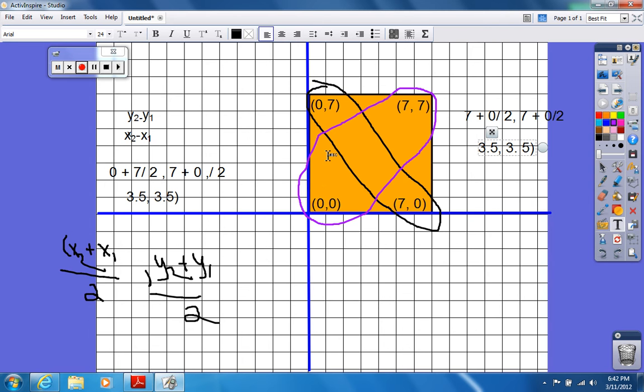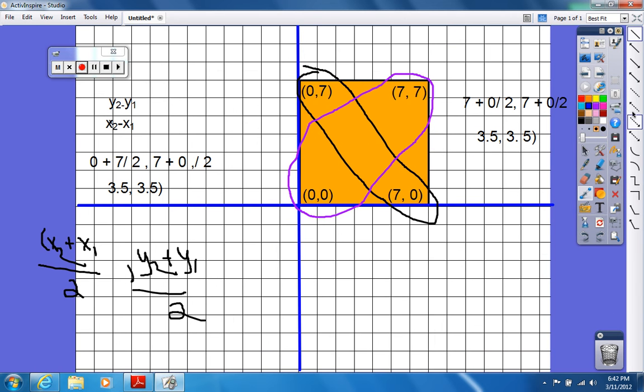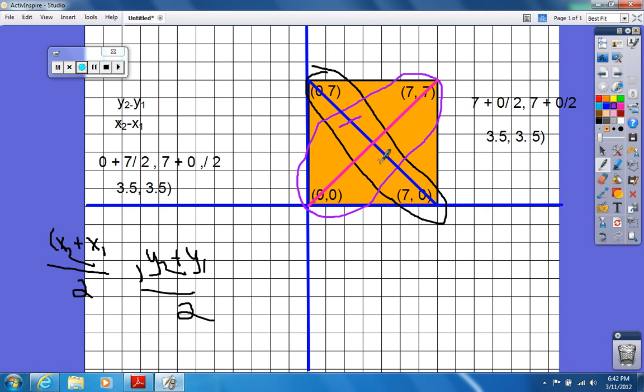And so let me draw in the diagonals really fast, in two different colors. Okay, so we need to show that this piece here is congruent to this piece, and that this piece here is congruent to this piece. And we know that this center piece is 3.5, comma, 3.5, and we proved it in both directions that that's the midpoint of it. And so that they bisect each other.